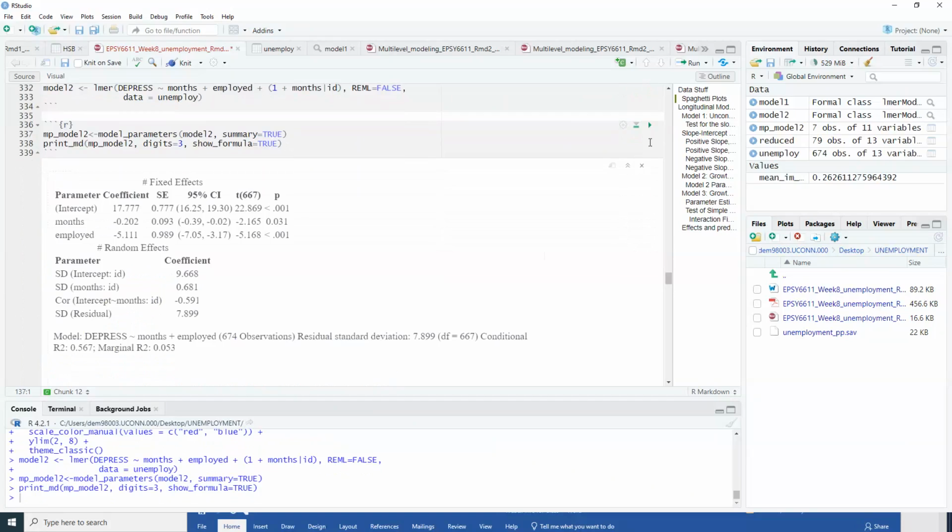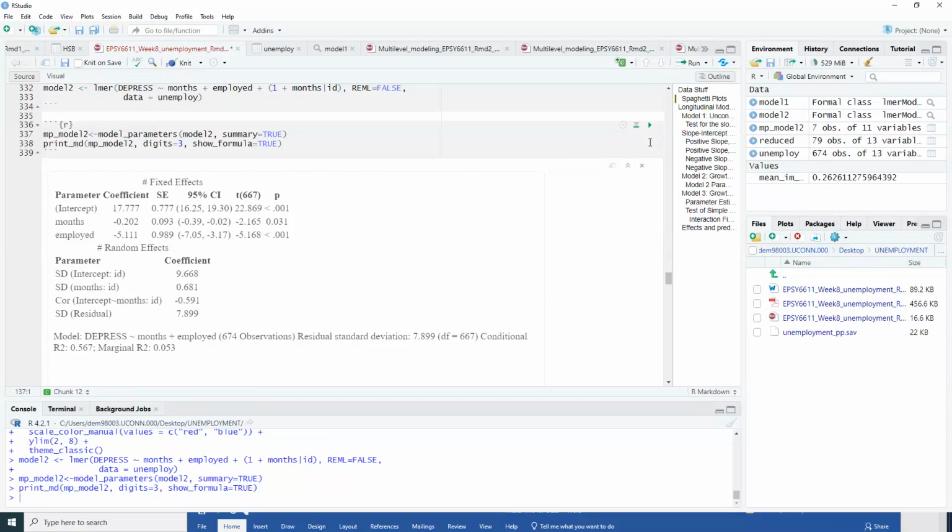Okay, so the intercept is 17.77. What does that mean? It's the predicted value for somebody who just lost their job, like when they walk into the unemployment office, assuming they're unemployed, so when employment is 0. Their predicted value is 17.78.